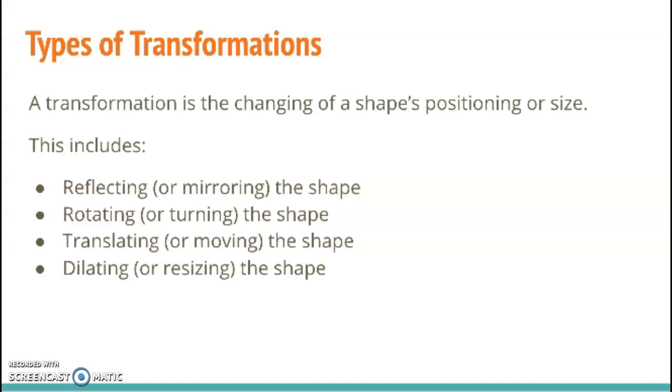So that seems like a lot for a week, but they really do relate to one another and really come together in a very nice way when we are learning about all the different types of transformations that happen with our shapes and our figures and on our coordinate grid. So reflecting is when we mirror the shape, rotating is when we turn a shape, translating is moving a shape, and dilating is resizing the shape.